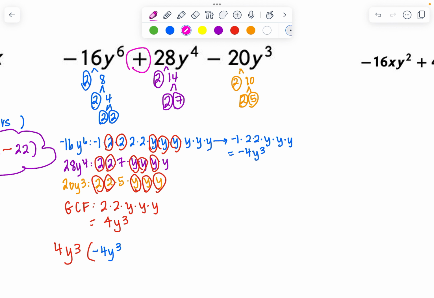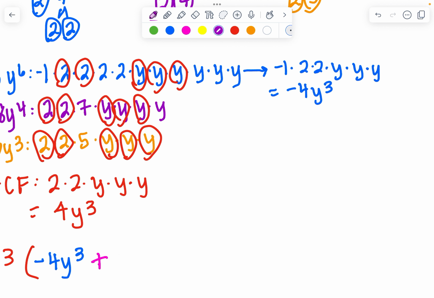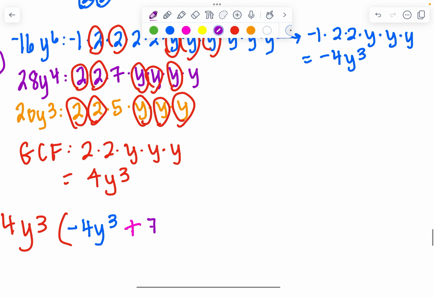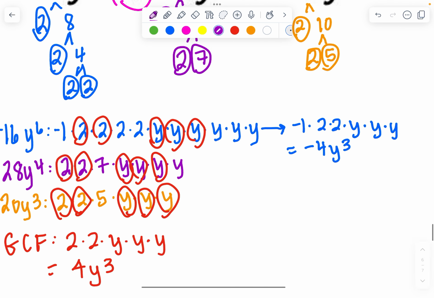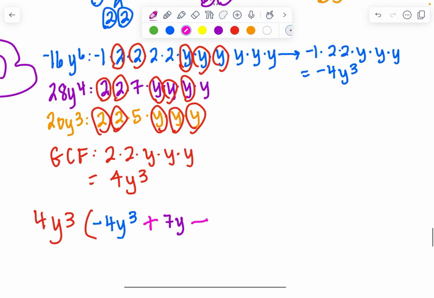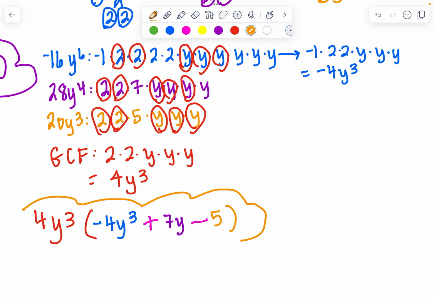Since this is a plus, we'll have a plus here. Let's look at what's left over in purple. Looks like it's just a 7 and a y. So 7y. Since we have a subtraction here, we'll do a subtraction here. And what's left in orange is just a 5. So this is our final answer. Again, the GCF goes on the outside. Whatever's left over goes on the inside.